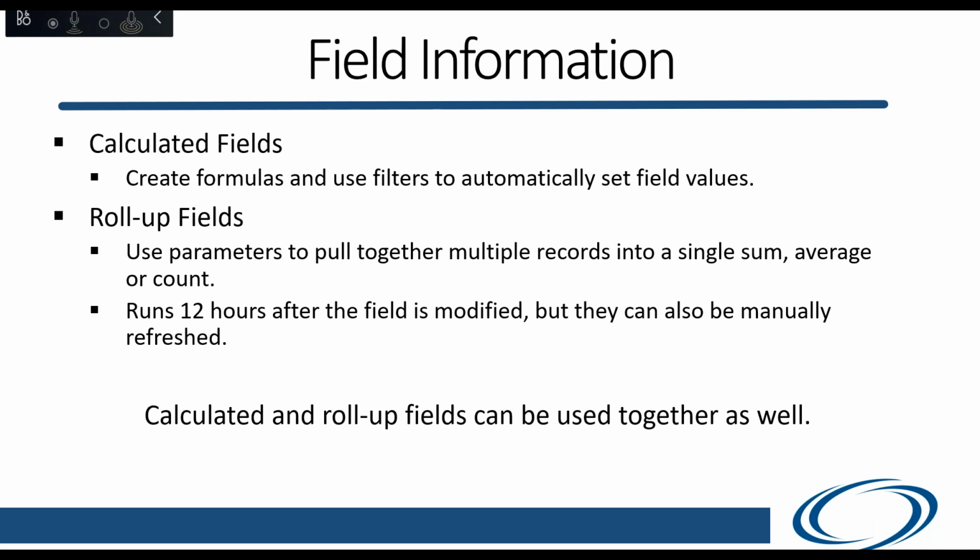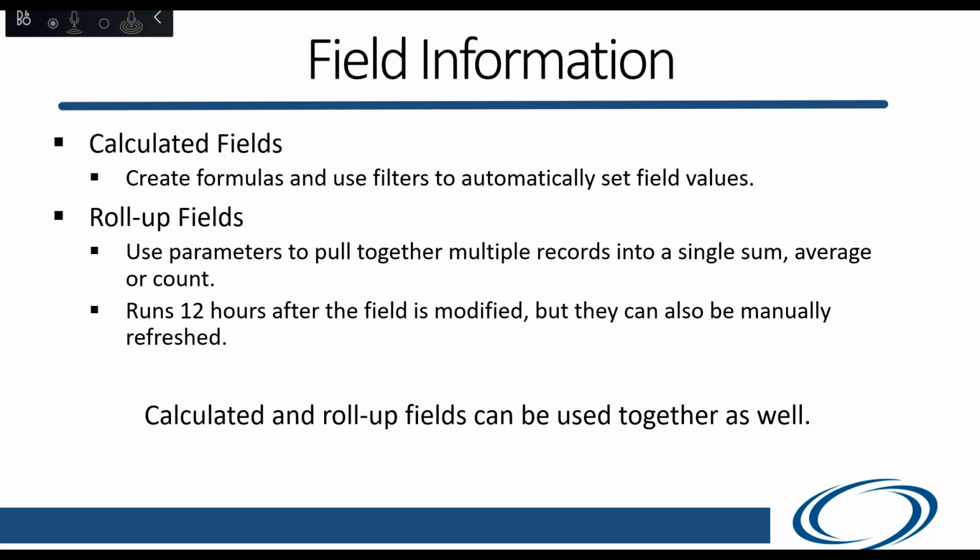A roll-up field can gather multiple records into a single field. So what that means is you can use parameters, same things as like, give me all opportunities that are won for this particular account, or give me all leads that are from this trade show into this record. So it can search across multiple records and give you a single value. You can do sums, you can do averages, counts, and min and max as well.